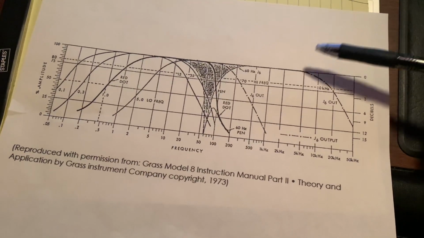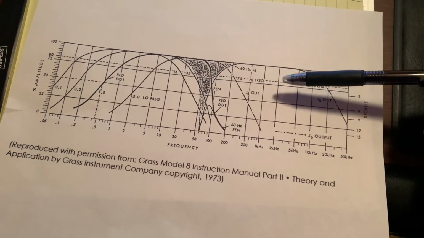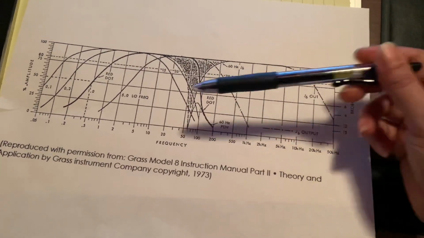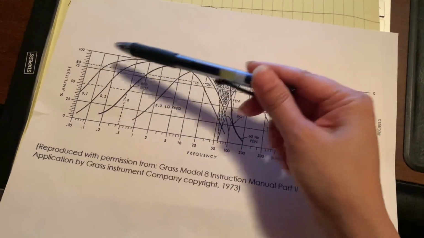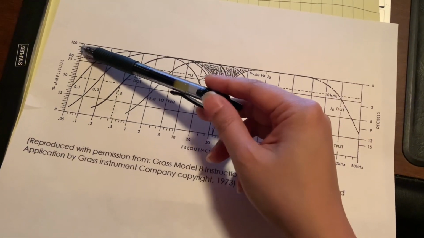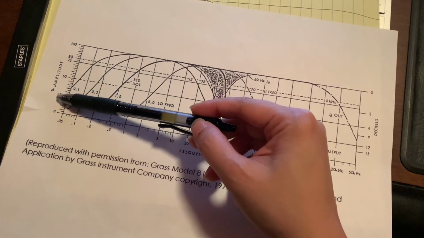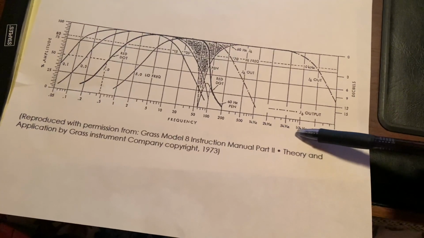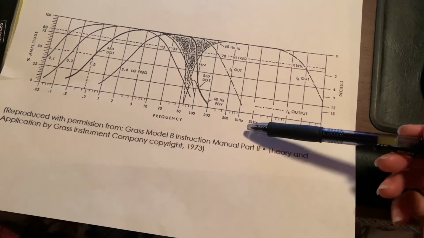So this is my brief explanation of what a response curve is based on my understanding. As you can see, there's a graph. Right here is the x-axis that shows the amplitude in percentage. And then here is the y-axis that shows the frequency expressed in hertz.